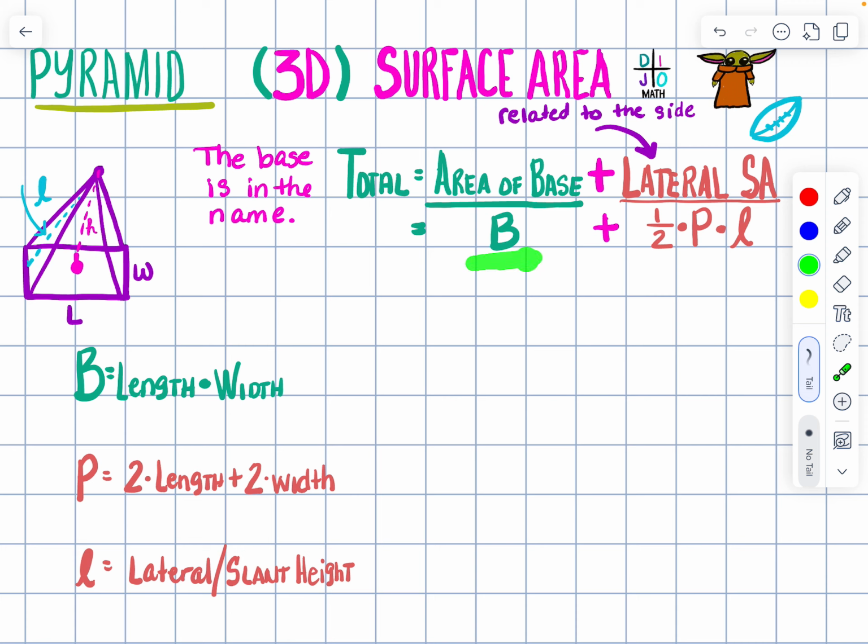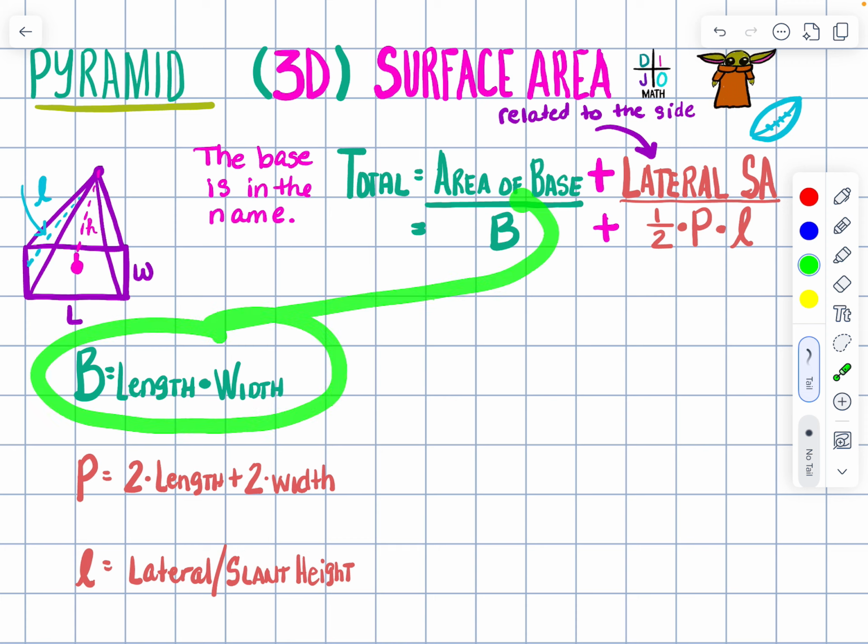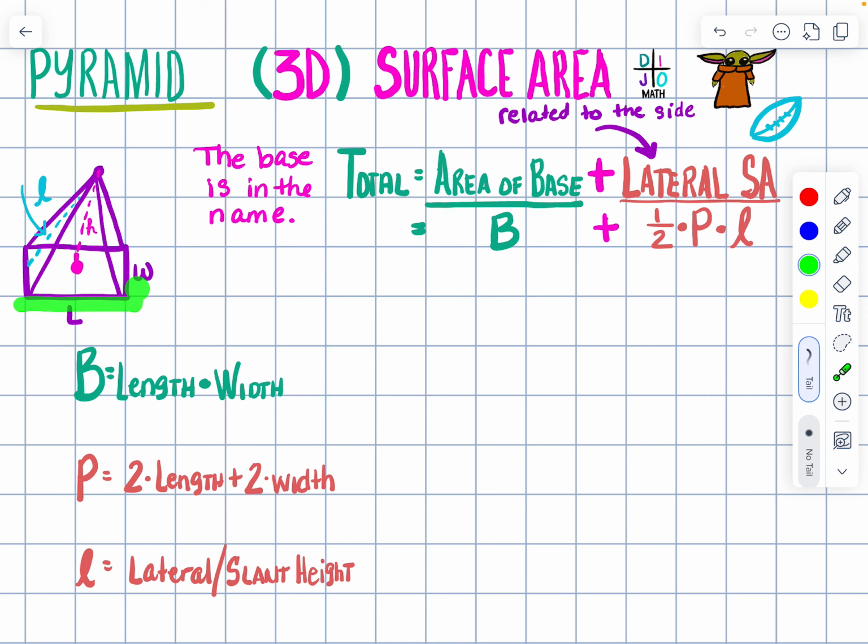So we need to understand, sometimes you're going to see a capital B, and that just means the area of the base. And since we're talking about a rectangle, it's just length times width. Okay, so it's going to be length times width. Sometimes you're going to see a capital P, which is the perimeter of the base, which just means you're going to have two lengths and you're going to have two widths. So it's going to be 2 times length plus 2 times the width, and that's your perimeter. And then again, we talked about the slant height.